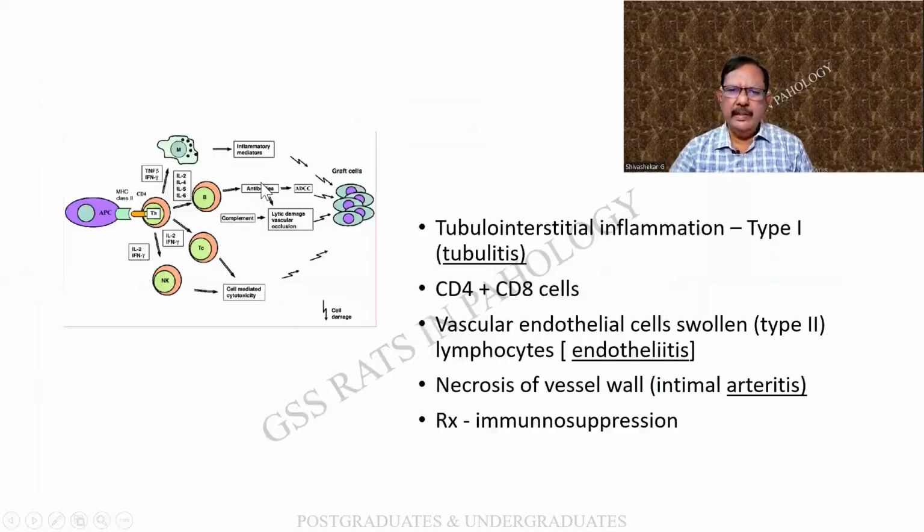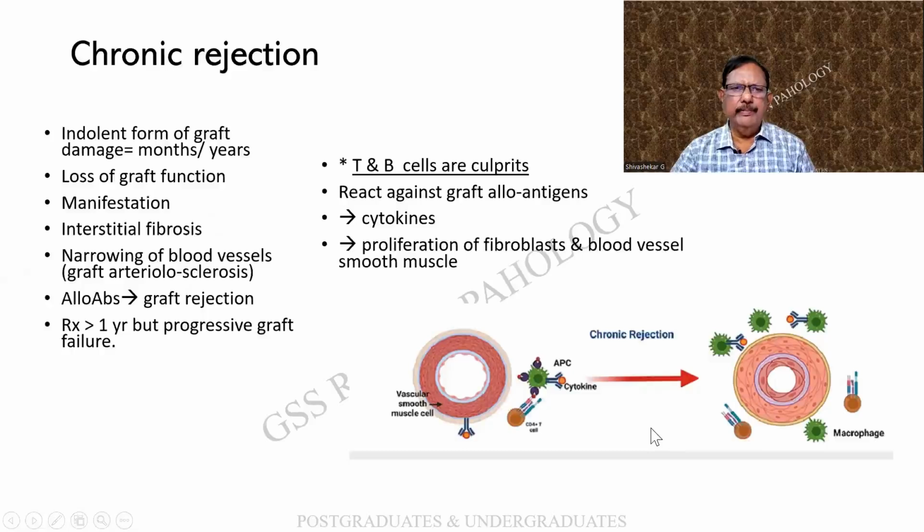So same thing is there in the background. What happens here is there is a tubulointerstitial inflammation. We call it tubulitis. Is it clear? Activation of CD4 and CD8 cells, we have already seen. And there can be damage to the endothelial cells called endotheliitis. Also, there can be necrosis of the intimal artery, which is called R.A.T.S. So remember, tubulitis, endotheliitis, R.A.T.S. And the treatment will be immunosuppression.